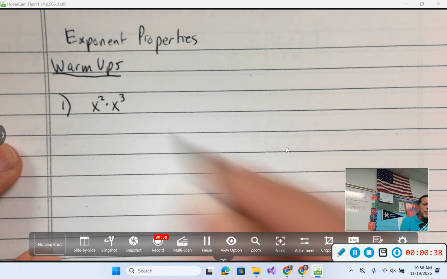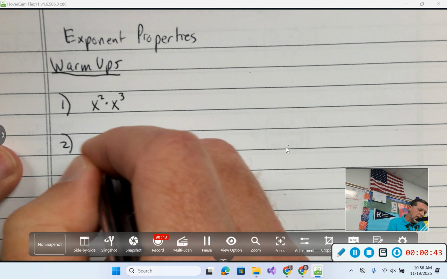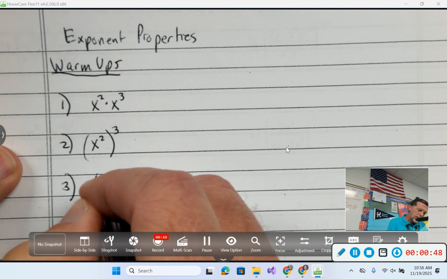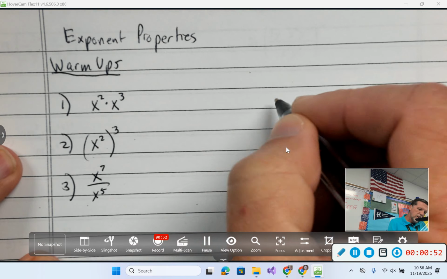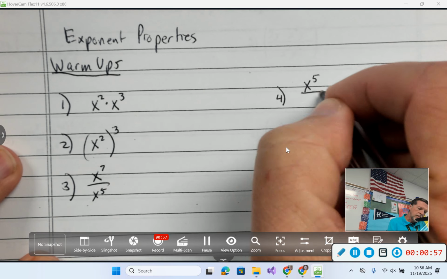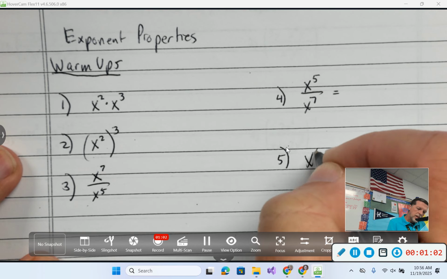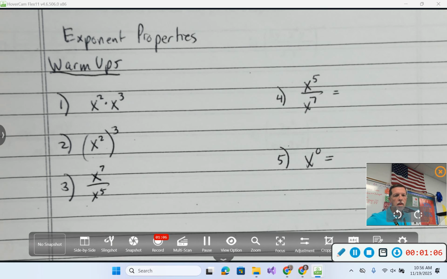X squared times x cubed. Don't call them out loud. X squared cubed. X to the 7th over x to the 5th. X to the 5th over x to the 7th. And x to the 0. We don't know what x is, so you're just going to simplify as best you can in terms of x.